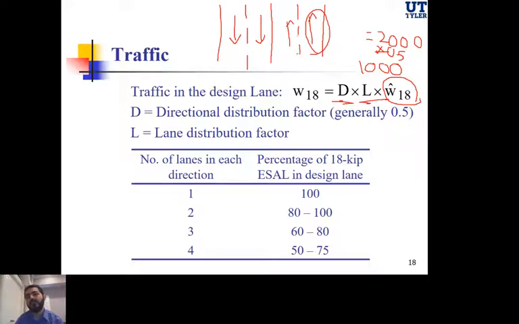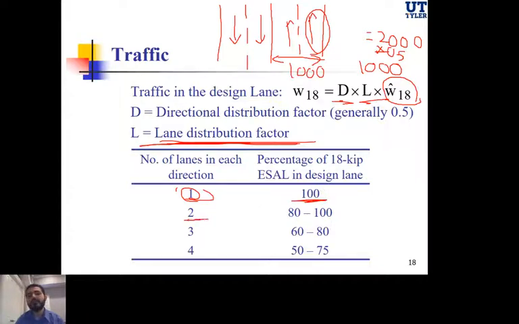So I'm going to multiply this by 0.5, and this is going to give me 1,000 ESALs per direction. So within this direction here, I am experiencing 1,000 ESALs, but now I need to multiply this number further by a lane distribution factor, because not the full amount of ESALs will be on this lane. So the lane distribution factor, if it's one lane per direction, there is no need to do the lane distribution factor, because if it's just one lane per direction, that 1000 will be experienced by one lane. That's why it's 100%.